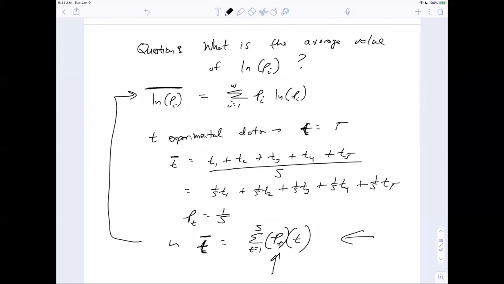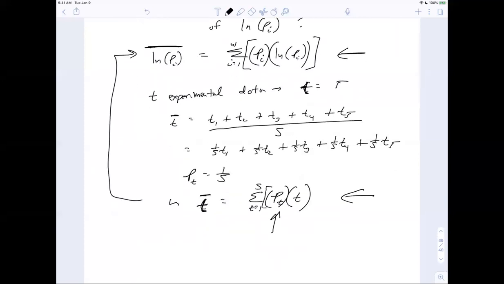The W would correspond to 5 in the case of the T experimental data points, and the log P sub I would correspond to T in our example, the values of the data. So this is the expression we have now to get the average value of log P sub I. If you want, I can put brackets to indicate that this is a product, and we're taking the sum of a product.